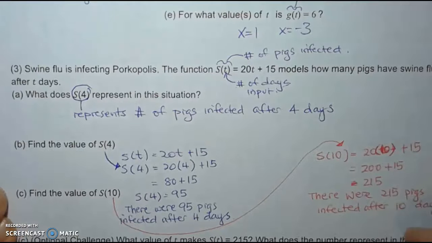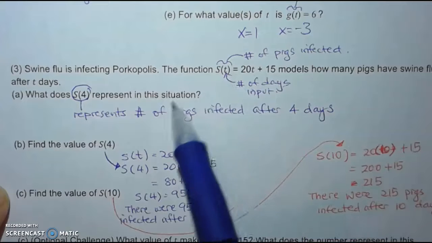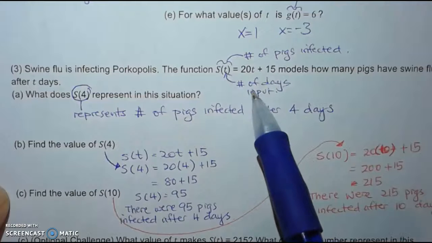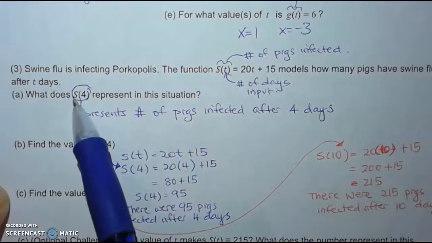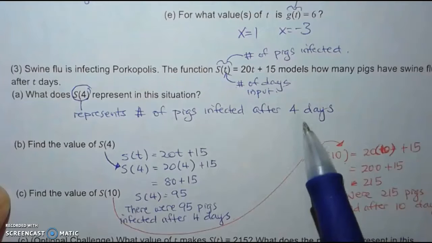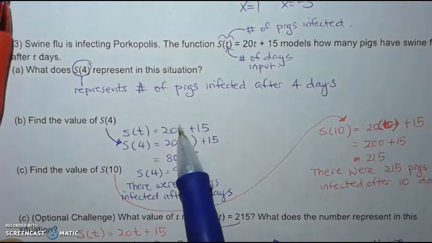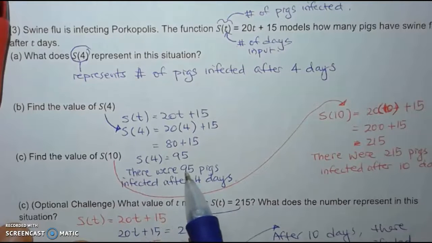Okay, so I'm running out of time, so I wrote the answers down so I can go through a little quicker. All right, so S of t is 20t plus 15. That's what we're told. And t is the number of days. That's the input. And S of t is the output. So S of 4 represents the number of pigs infected after 4 days. Then S of 4 is just plugging in 4 for t every time you see it, and it simplifies to 95. That means there were 95 pigs infected after 4 days.